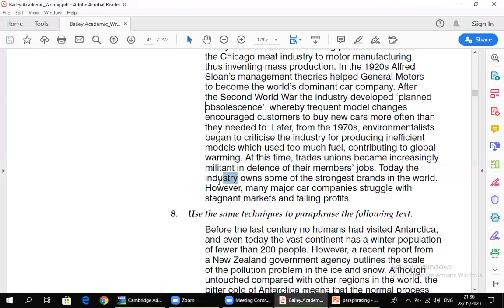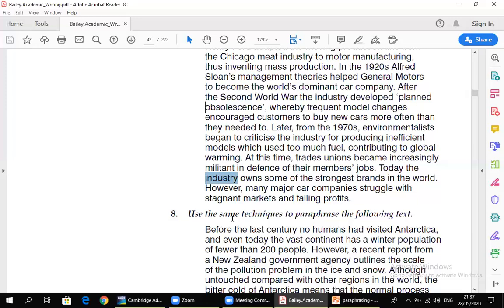Well, the word industry, we can replace it with car industrialization, or manufacturing cars, has a great value in the world, or owns. Today, the industry, so what is meant by saying industry? Industry of motors, yes, the car manufacturing industry. Owns some of the strongest brands in the world.